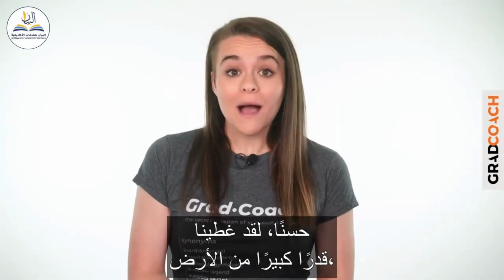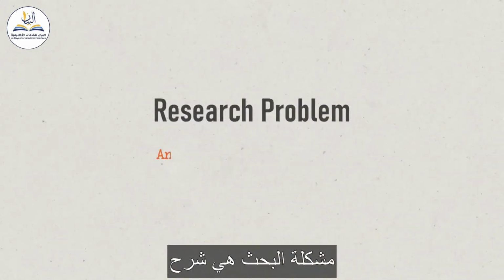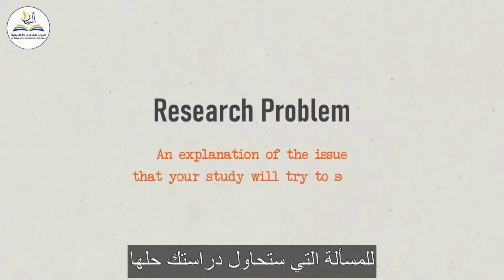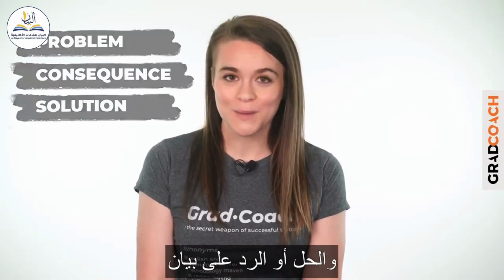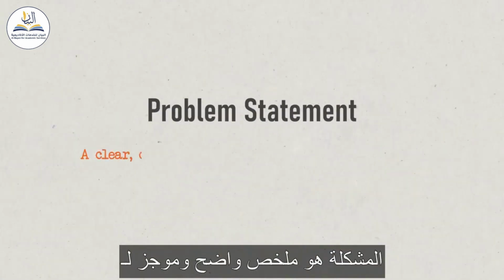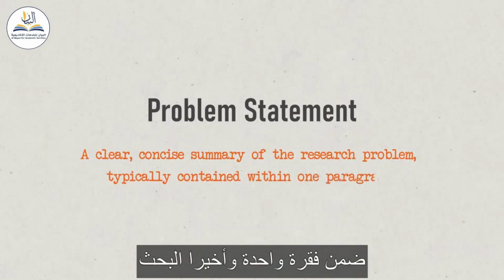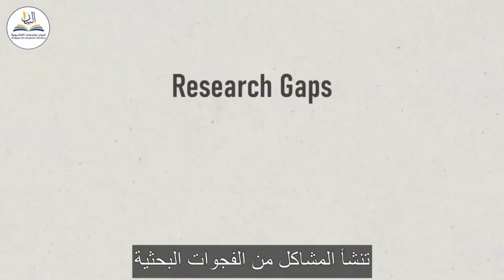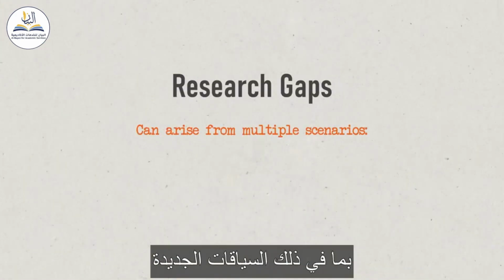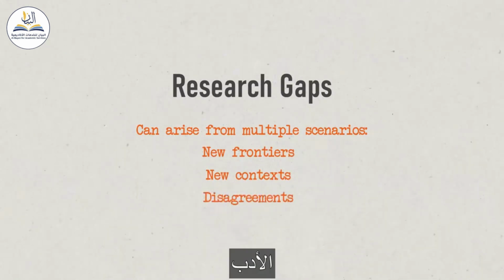All right, we've covered quite a bit of ground, so let's do a quick recap. A research problem is an explanation of the issue that your study will try to solve. This explanation needs to highlight the problem, the consequence, and your solution or response. A problem statement is a clear, concise summary of the research problem, typically contained within 1 paragraph. And lastly, research problems emerge from research gaps, which can arise from multiple scenarios, including new frontiers, new contexts, or disagreements within the existing literature.